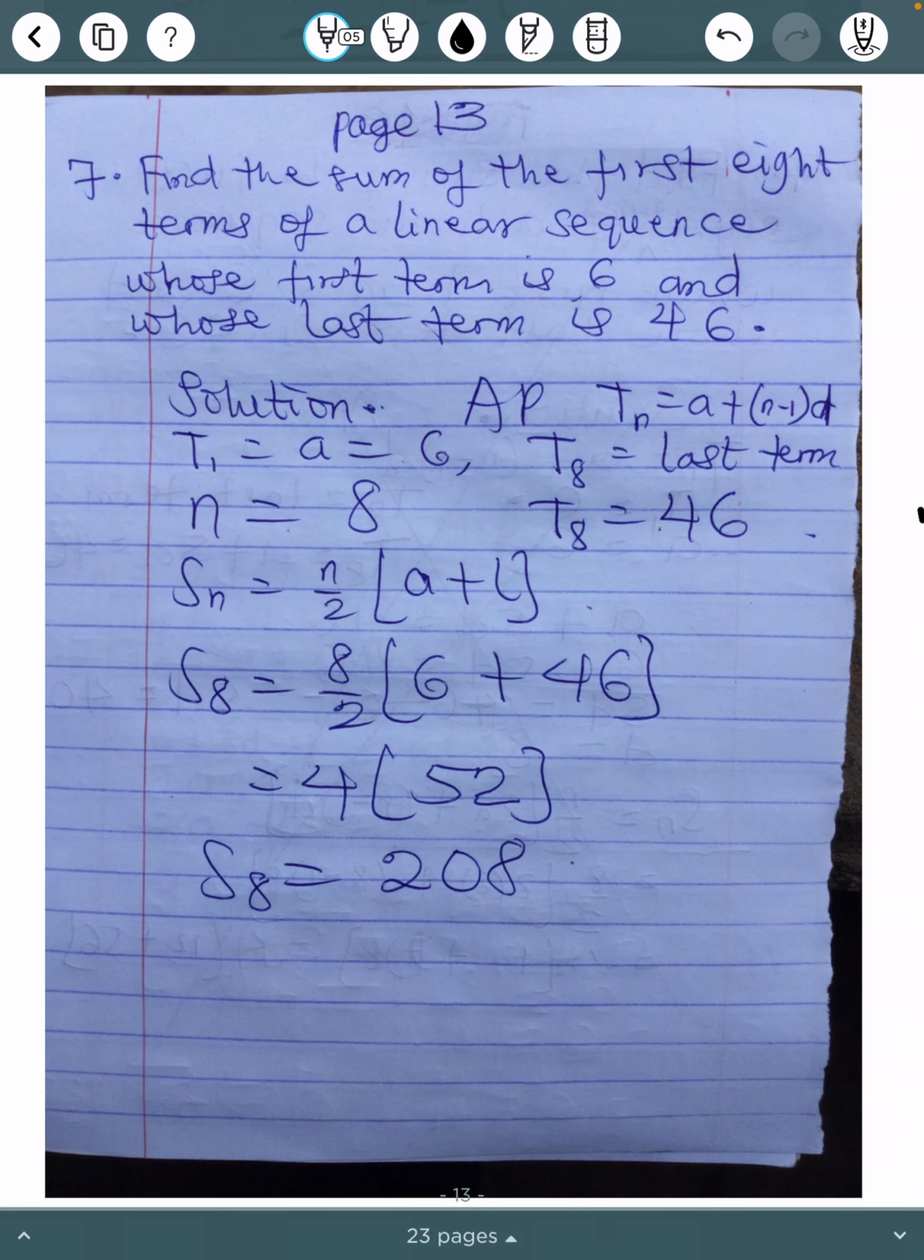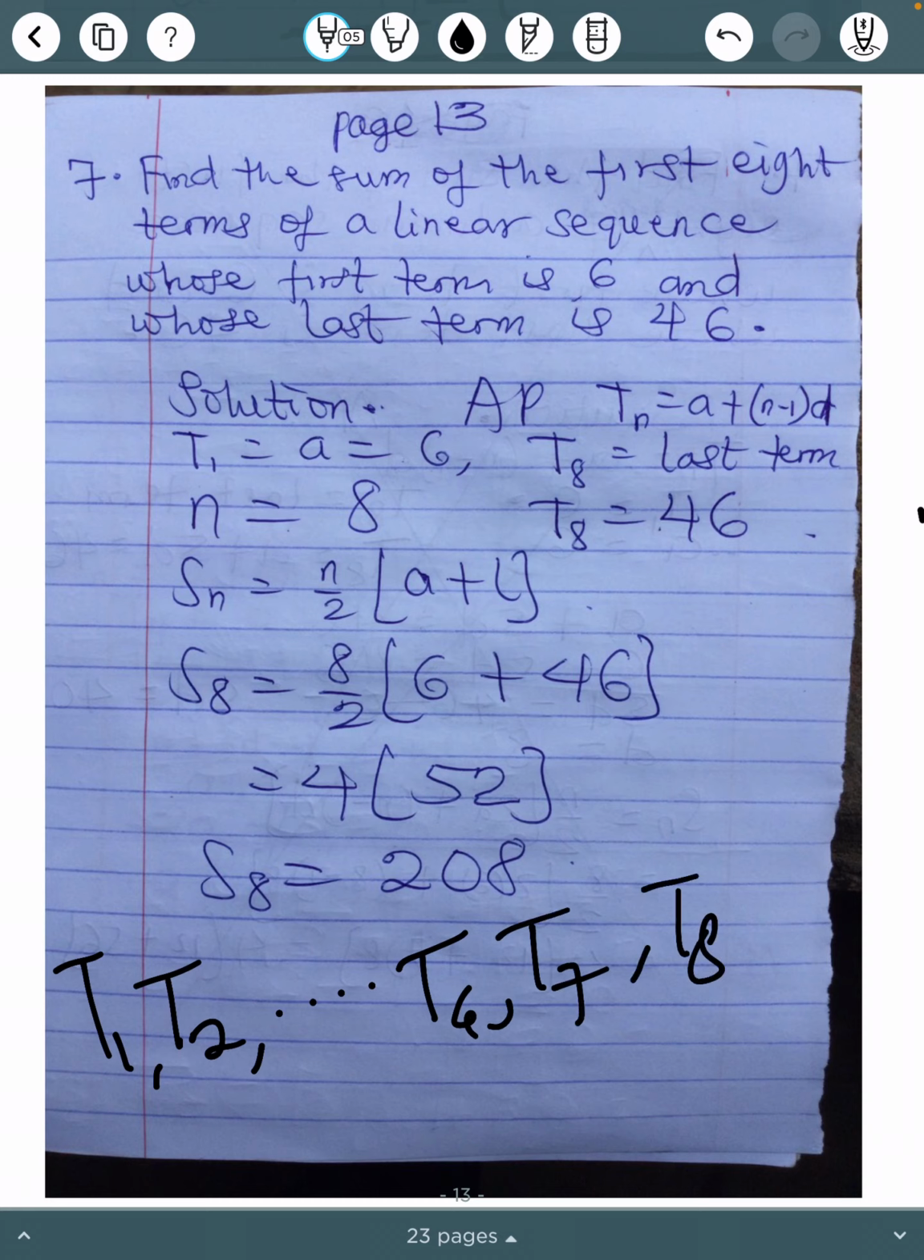So question 7 says, find the sum of the first 8 terms of a linear sequence whose first term is 6 and whose last term is 46. If you are talking about the first 8 terms, that means you are talking about T1, T2, up to T6, T7, and what? T8. So that means my 8th term is also the last term, which is what? 46.